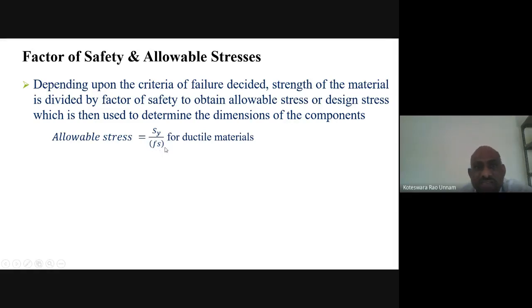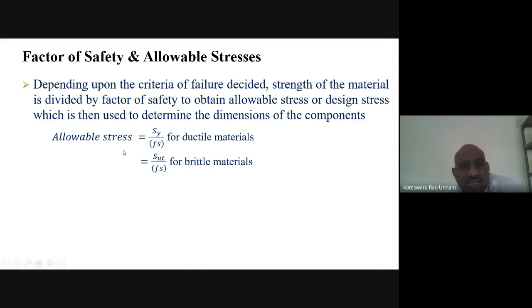In short notation, factor of safety is denoted as Fs within brackets. Similarly, for brittle material, it is SUT divided by Fs. That is, ultimate tensile strength or ultimate compressive strength divided by the factor of safety will give you the allowable stress for brittle materials.